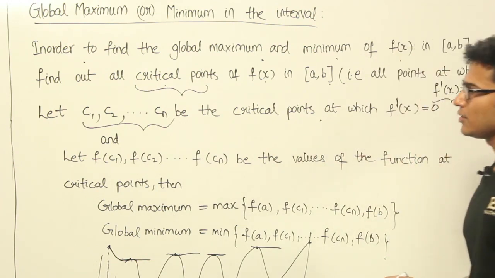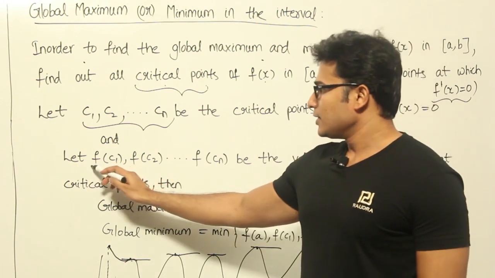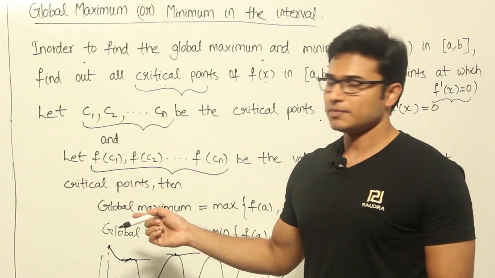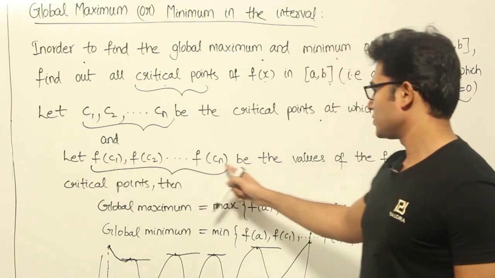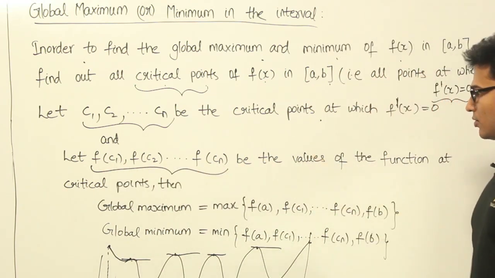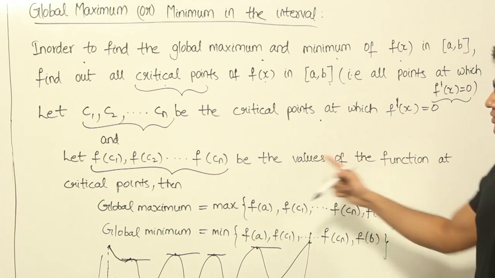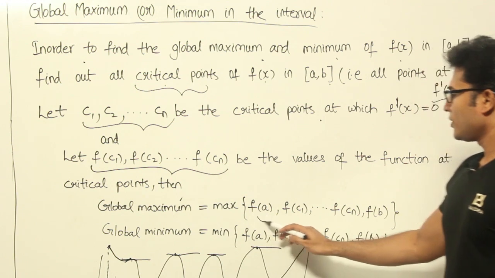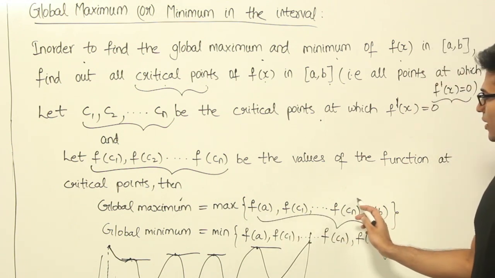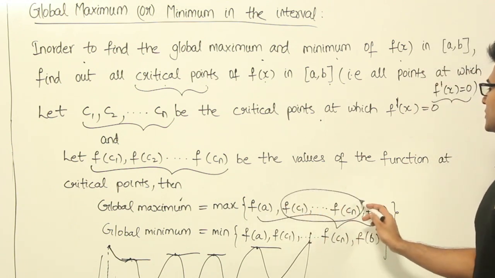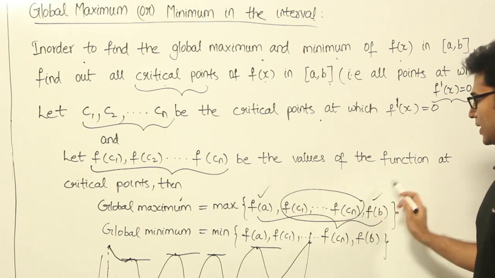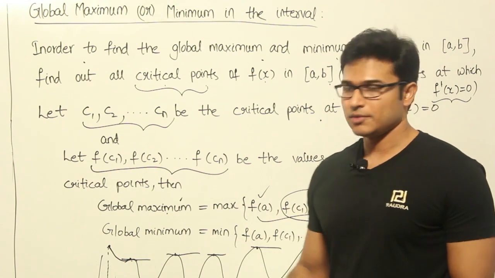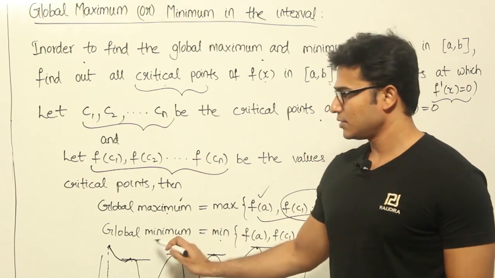Once you find them, these values can be either local minima or local maxima, isn't it? So f of c1, f of c2, f of c3 can all be local minimum or local maximum, with the values of the function at the critical points, right? Now what is the global maximum? You find the maximum value of those. Along with the values at the critical points, you also find the values at the extreme points of the range. Whatever is the maximum, we call it the global maximum, and whatever is the minimum, we call it the global minimum.